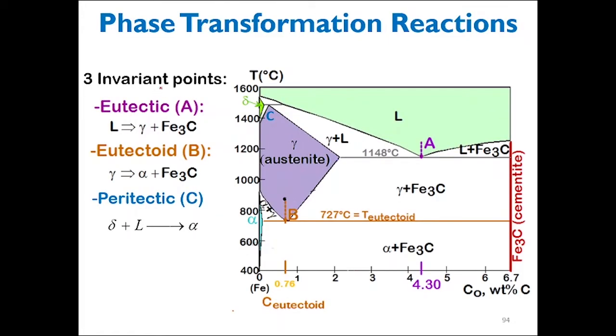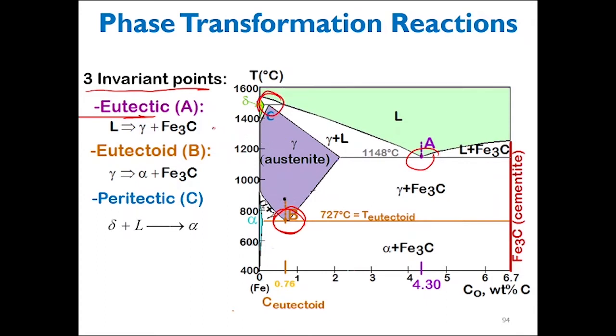For phase transformation reactions, we have three invariant points. The first one, we have eutectic. Eutectic is over here. The second one, we have eutectoid over here. And the third one, we have peritectic.